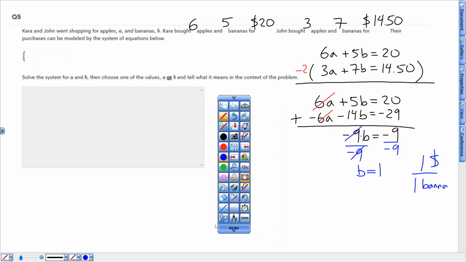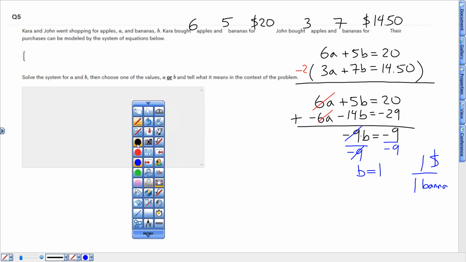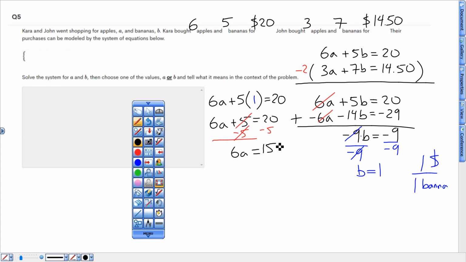Define the a number. I'm going to take that equation, any one of them, and replace that b with the number I know b is. I know b is 1, so I'm going to take that top equation and replace b with 1, and now solve for a, which gives me 6a plus 5 equals 20. Take away 5 on both sides. Gives me 6a equal 15. Divide by 6.